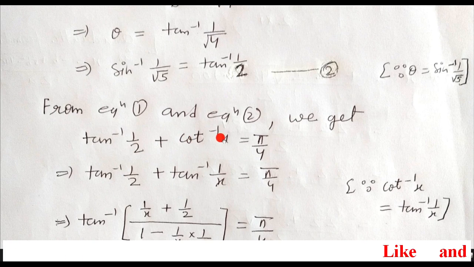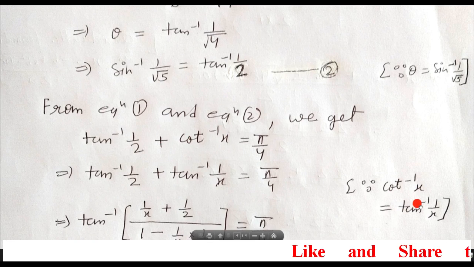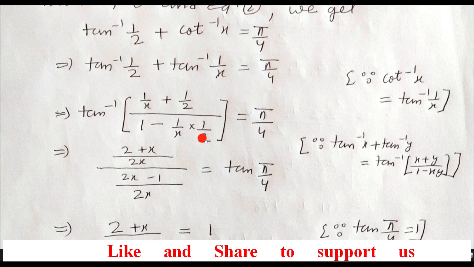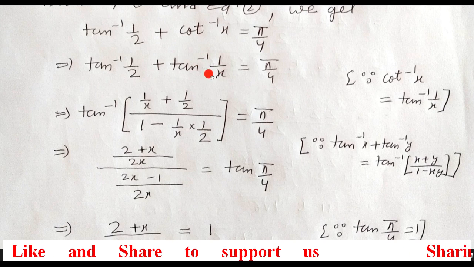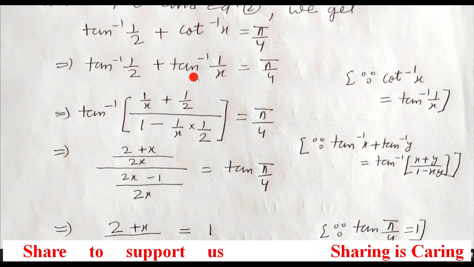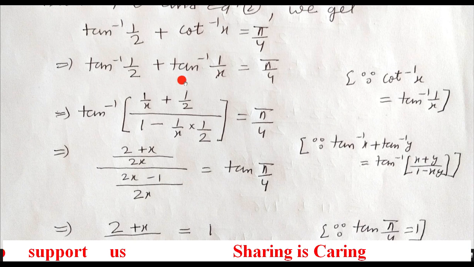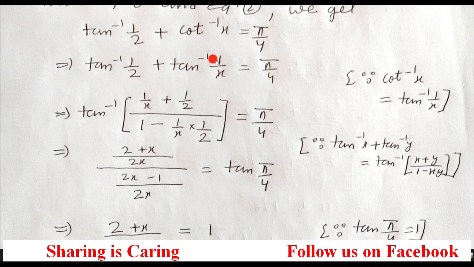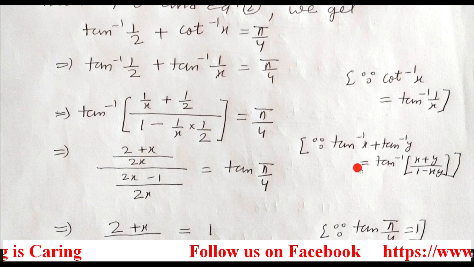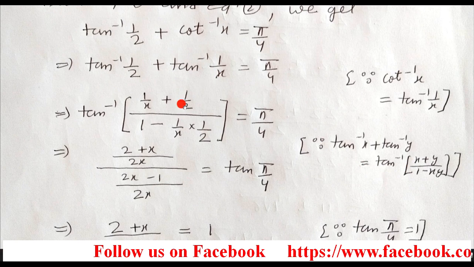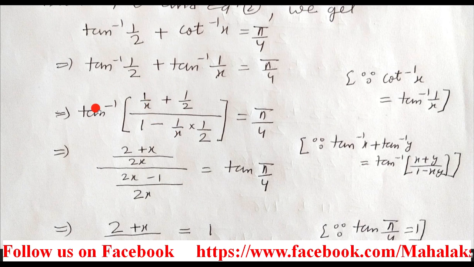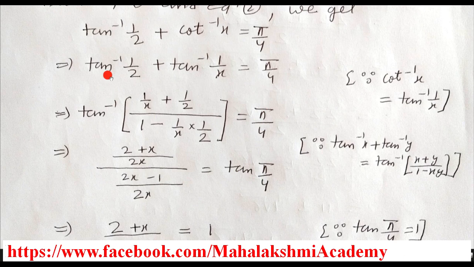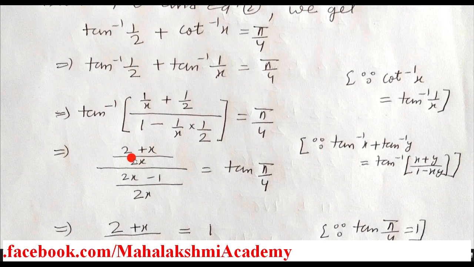And this cot inverse, you know that cot inverse x is tan inverse 1 upon x. So cot inverse also will change to tan inverse 1 upon x. So finally what we obtained: both the terms which were different are now the same, that is tan inverse 1 upon 2 and tan inverse 1 upon x. Now we will use this formula. It's a very easy formula. Use it here. After using it, tan you just shift here, so that will give you tan pi upon 4, and here take the LCM.